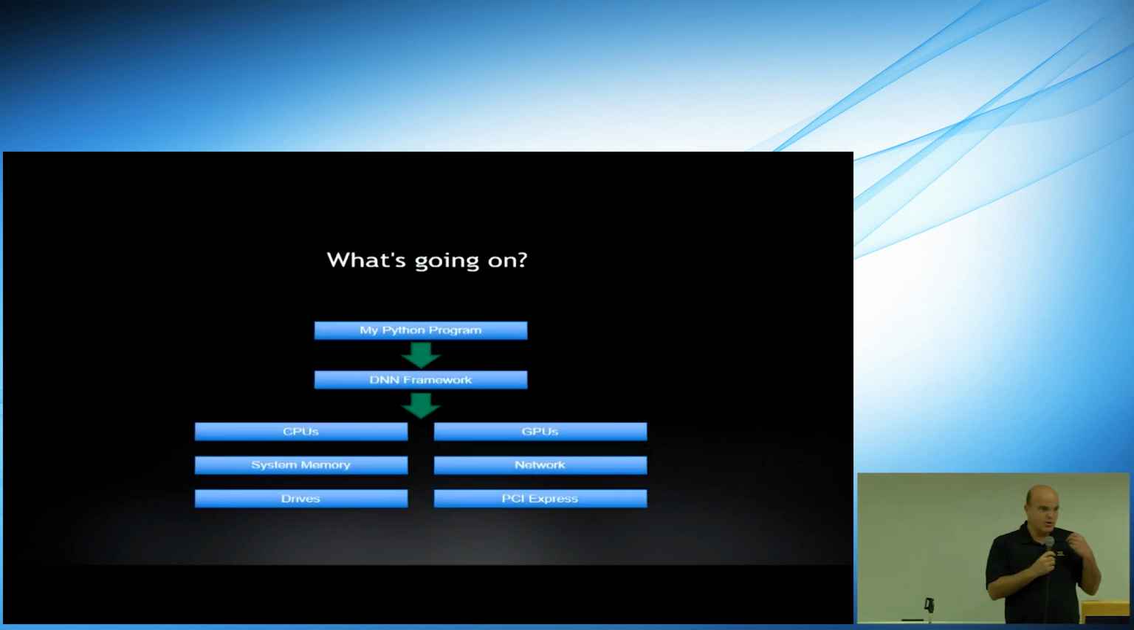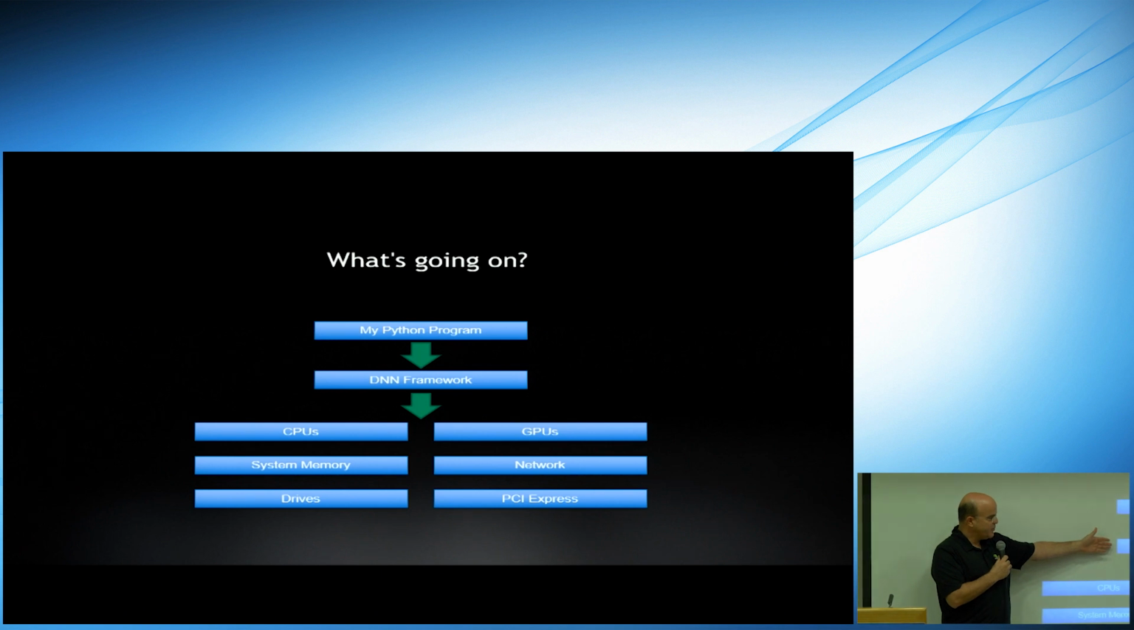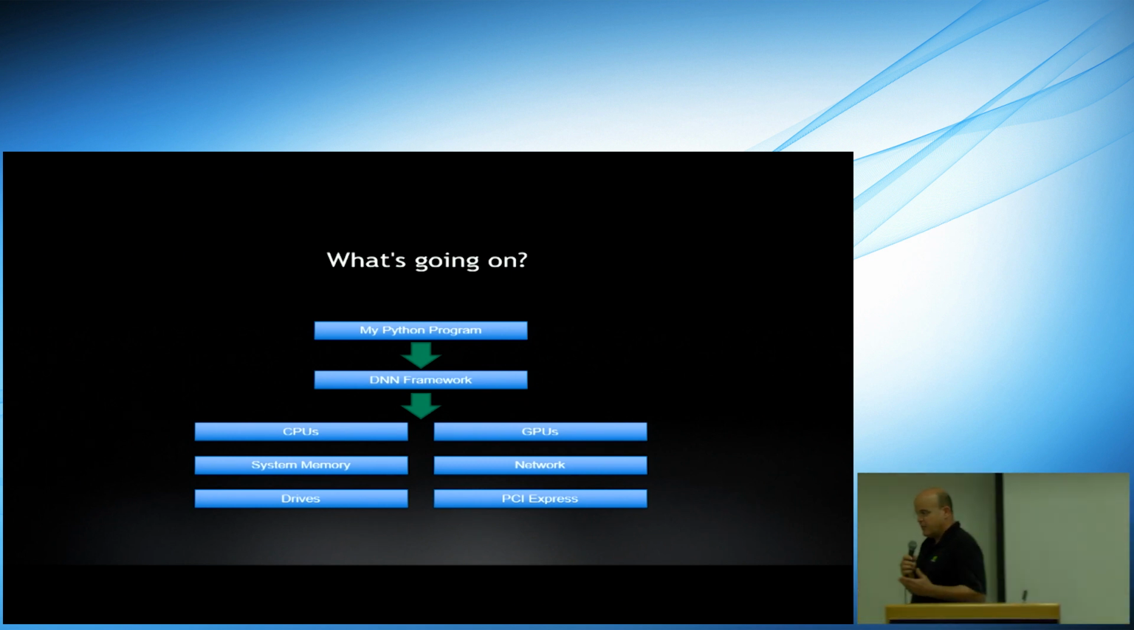So looking at it, it seems quite obvious. You have your Python program. You have the framework, which should do all the magic for you. It should handle the CPUs, the GPUs, all the networking, the PCI Express, and things like that. And you don't really know what's going on. So in theory, it's nice.